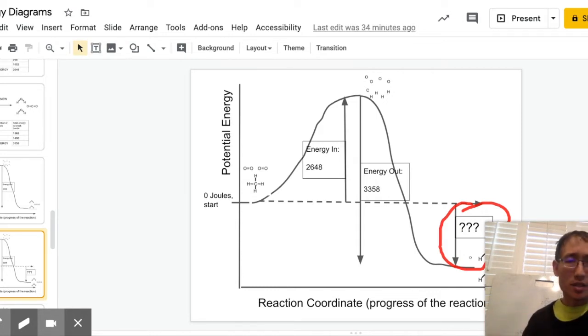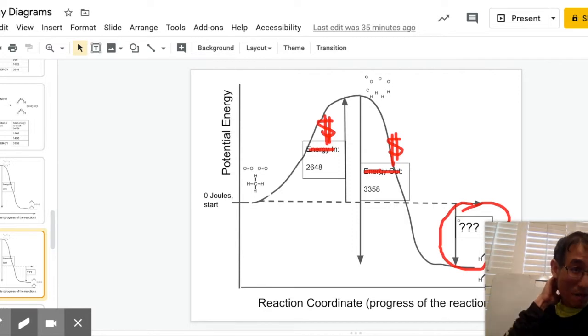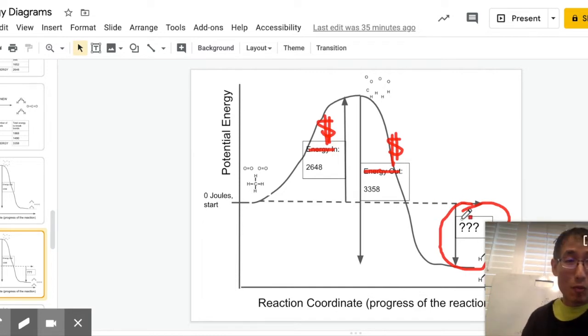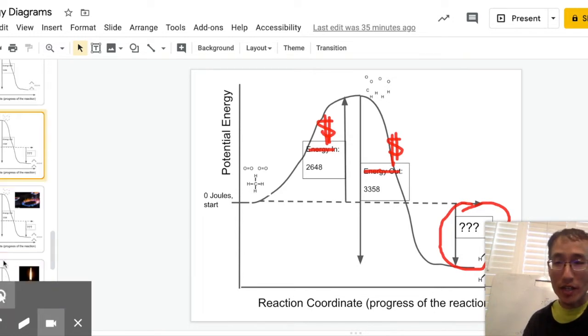Another way to think about this is, energy is kind of hard to think about, so maybe think about money, okay? So if I have $2,648, let's say I give somebody $2,648, and then they have to immediately give me back $3,358. Well, what does that mean in terms of that person's money? How is that represented with this arrow? Okay, so think about that. That's going to be your first question, one of your questions you're going to have to answer.